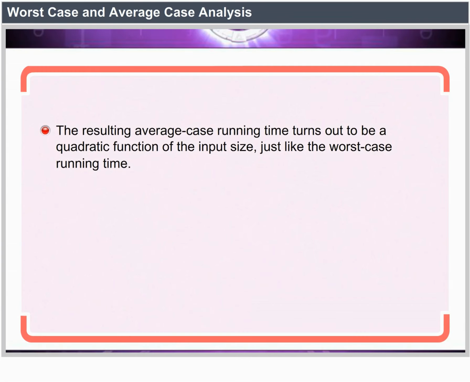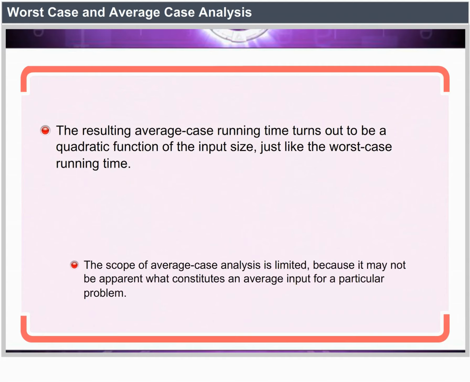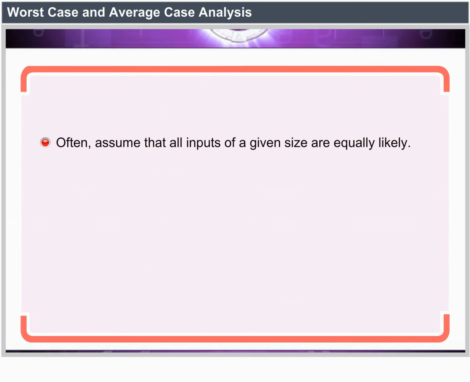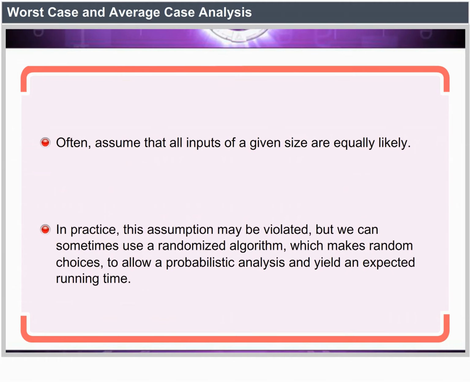The scope of average case analysis is limited because it may not be apparent what constitutes an average input for a particular problem. Often we assume that all inputs of a given size are equally likely. In practice, this assumption may be violated, but we can sometimes use a randomized algorithm, which makes random choices, to allow a probabilistic analysis and yield an expected running time.